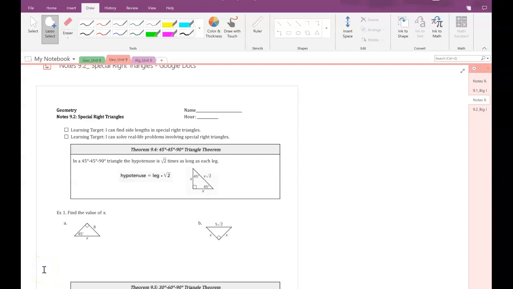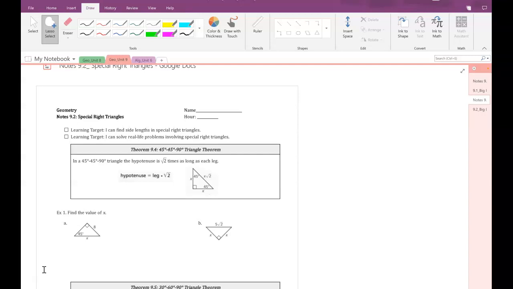So we are starting another section today. We're talking about special right triangles. Why a right triangle is special, we'll see in just a little bit. It really has to do with its angle measurements, and those angle measurements lead us to having two theorems that we can use for the side lengths.